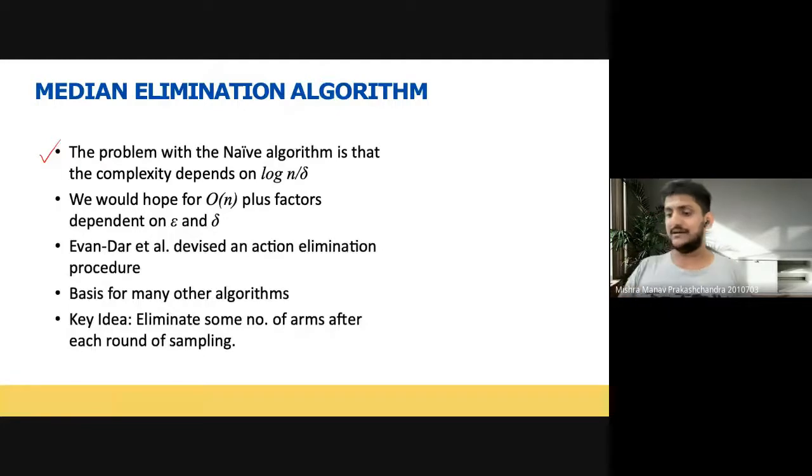Okay, so these guys wrote a paper, and they basically devised some sort of an action elimination procedure. So instead of taking some L number of samples for each arm and then selecting the output arm from whatever estimate we have, they devised a round-based algorithm wherein you sample all the arms some Z number of times, and the key idea is you eliminate some of the arms after each round of sampling. So this is the main idea behind the median elimination algorithm.